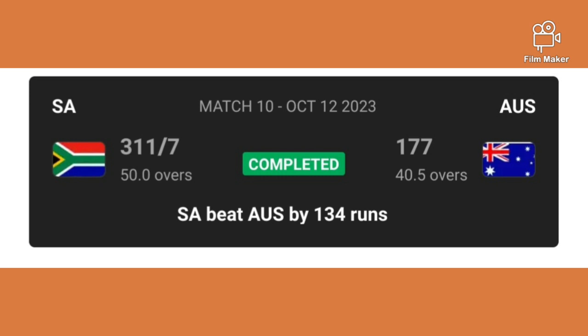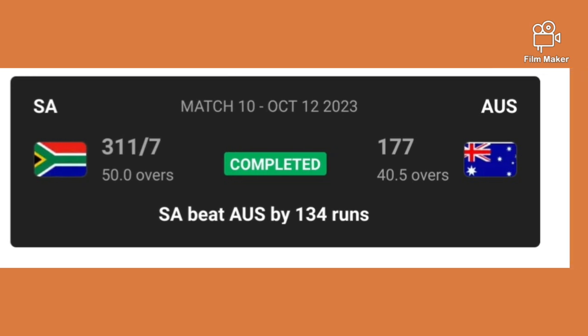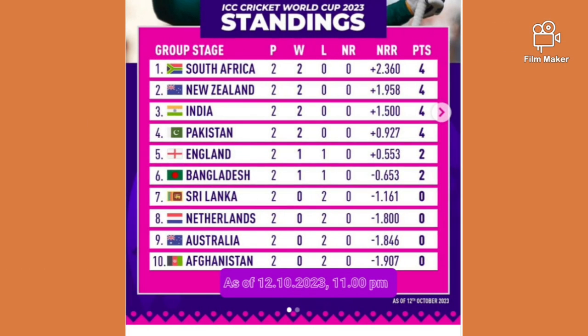And next, Australia also played another match with South Africa, where South Africa beat Australia very badly and bowled them out in 40.5 overs at a score of 177, and South Africa won by 134 runs. Let's check the point table.